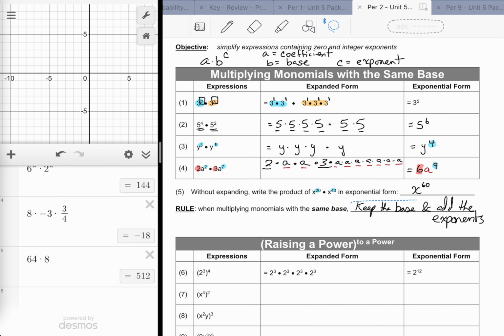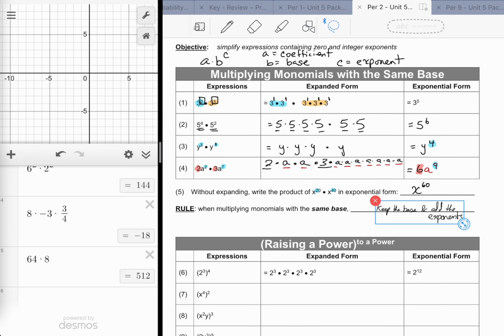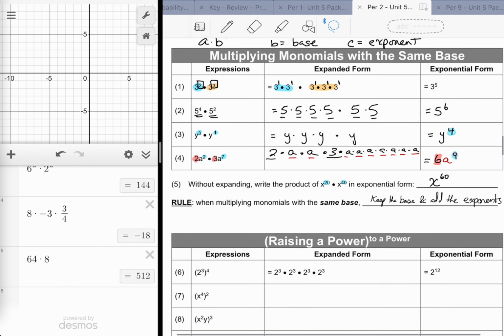I misjudged how big that line was, so keep the base and add the exponents. That's all you're doing there. The numerical values, the coefficients, they work themselves out. You just multiply them together.